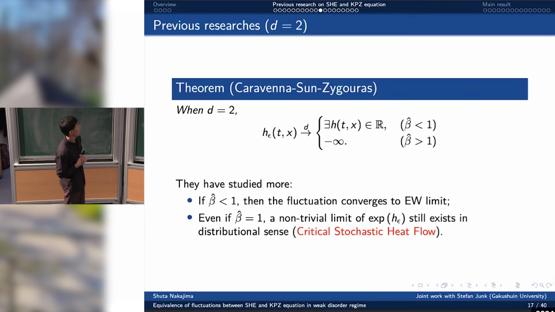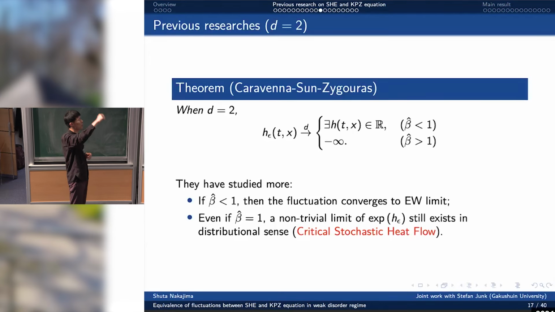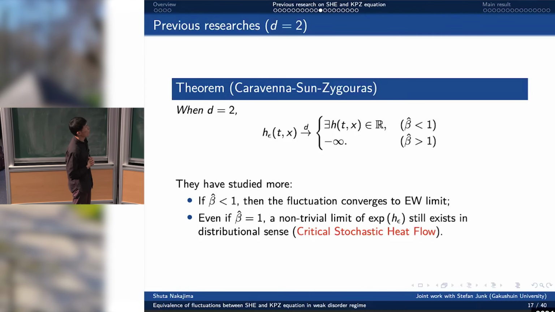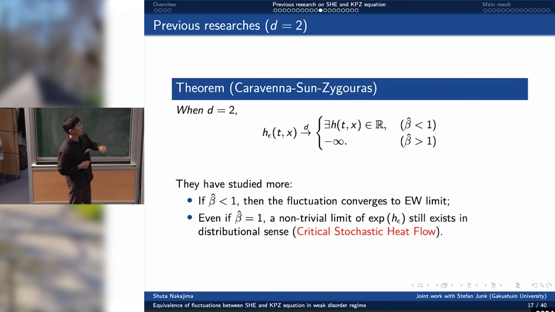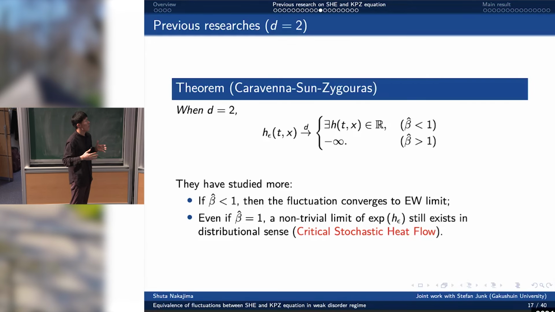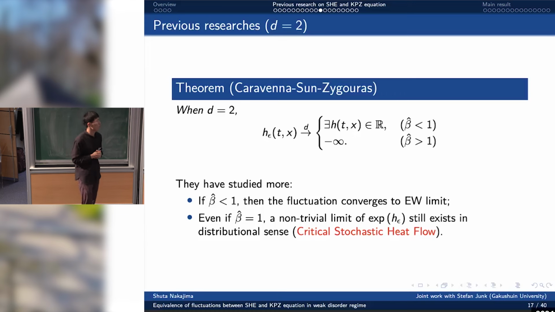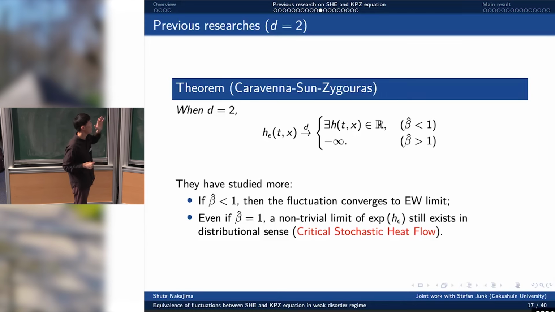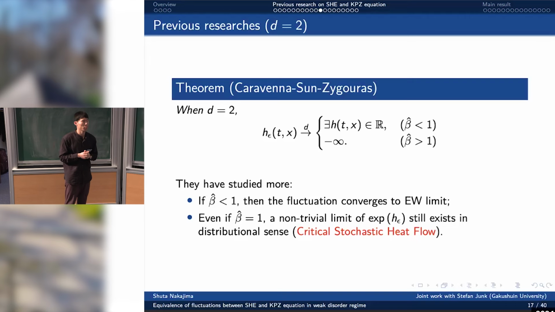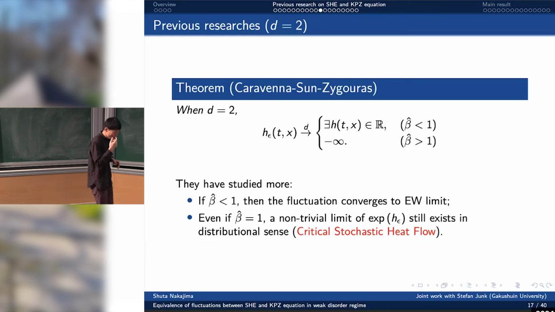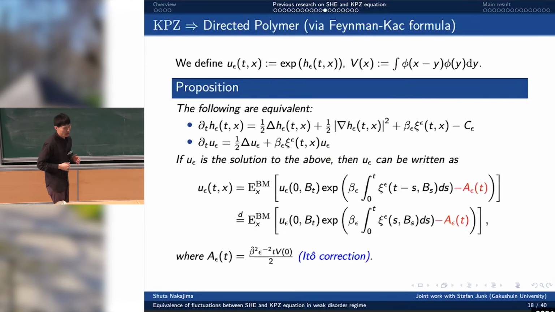They have studied more. If beta hat is less than 1, then they showed that the fluctuation, H epsilon minus its expectation, converges to the Edwards-Wilkinson limit. And if beta hat is 1, then e to the H epsilon converges to something called the critical stochastic heat flow. But the limit is not a function, so you cannot take the logarithm to recover the limit of H epsilon. So in the critical case, beta hat equal to 1, the problem is still open for the KPZ equation itself. But for e to the H epsilon, the limit exists.